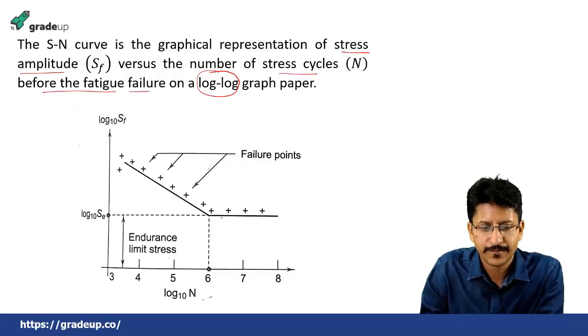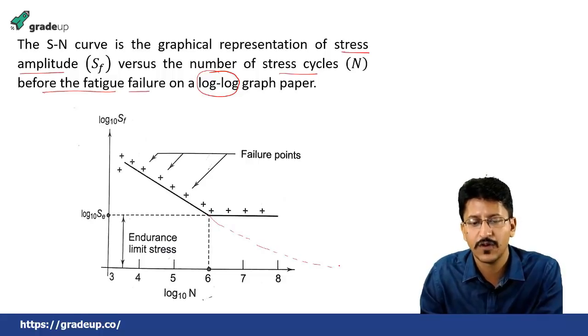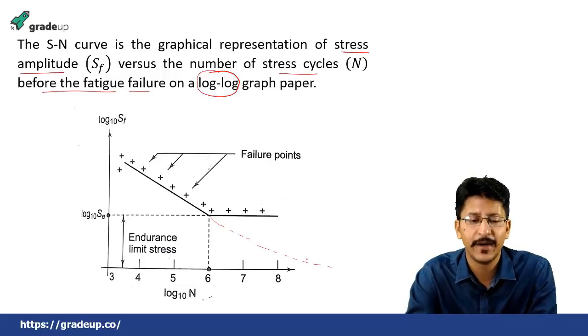This is the curve for ferrous. This becomes asymptotic, or parallel to the x-axis, at 10 raised to the power 6. But for the non-ferrous materials, what happens? The curve gradually comes down like this. So there is no definite value of the endurance limit for the case of non-ferrous.